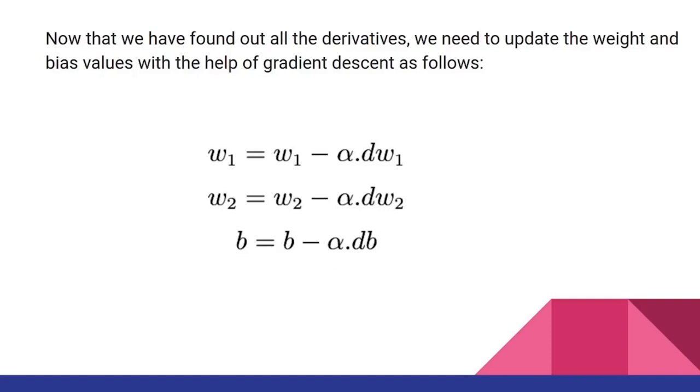Now that we have found all the derivatives, we need to update the weights and bias with the help of gradient descent as follows. W1 is equal to W1 minus alpha into dW1. W2 is equal to W2 minus alpha into dW2, and B is equal to B minus alpha dB. So this is the gradient descent algorithm at work. We find the derivative. The intuition, to repeat once again, is that we find how to optimally change the weights using the slope to find the optimal movement from the position.